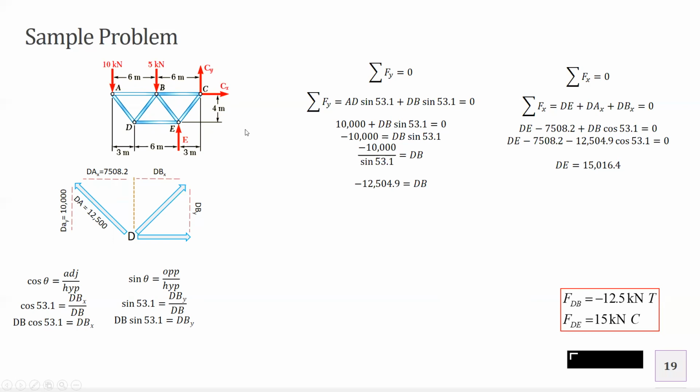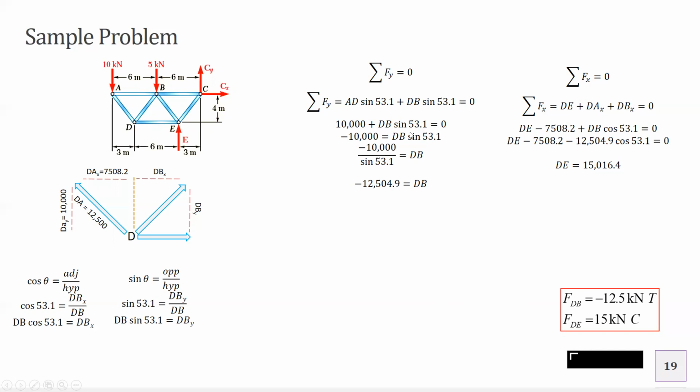Now we're going to start our sums of forces, the sum of our Y's. We're going to take AD sine 53.1. That's our Y, the ADY right here, plus my DB sine 53.1, which we don't know yet. So that's 10,000 plus my DB sine 53.1 equals 0.